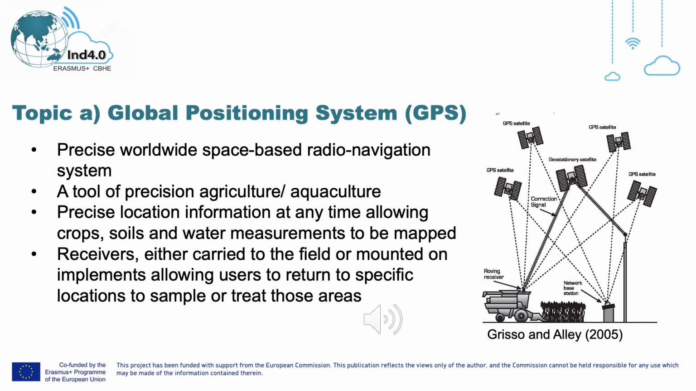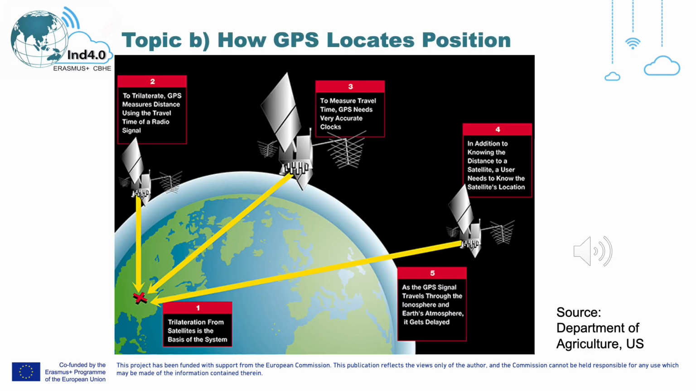As a tool for precision farming in agriculture and aquaculture, precise location information can be obtained at any time, allowing crops, soils, livestock, and water measurements to be mapped. Receivers are either carried to the field or mounted on implements, allowing users to return to specific locations to sample or treat those areas. The next question is, how does GPS locate locations?